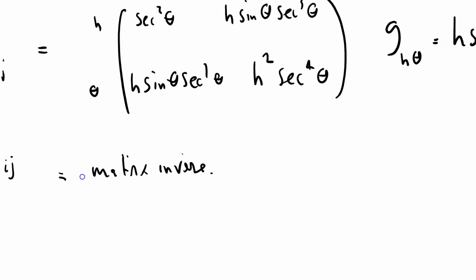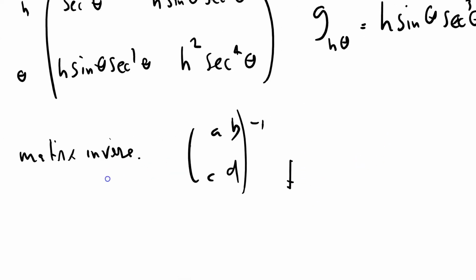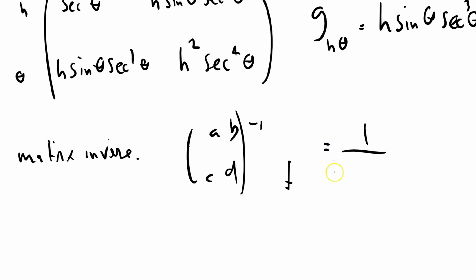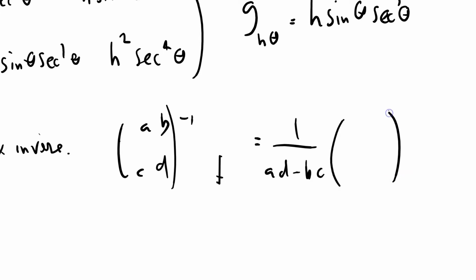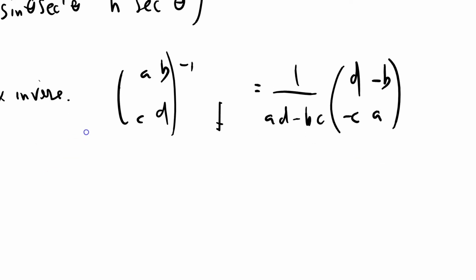So what's the matrix inverse? Well, a, b, c, d to the minus 1. It's not very neat. I'll start again. The inverse equals 1 over ad minus bc times switch and swap the signs. Or is it swap and sign? I can't remember. Right, there it is.